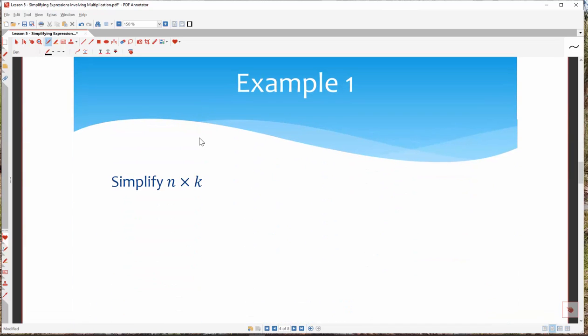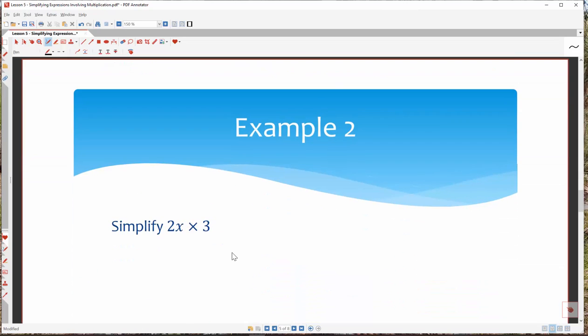So here's our first example. We're multiplying n times k. And algebraically, all we do is we write that as nk, or kn if we want to put it in alphabetical order. So that's all I need to worry about. Notice that these wouldn't be considered like terms, but it doesn't really matter. We're just rewriting this without a multiply sign.